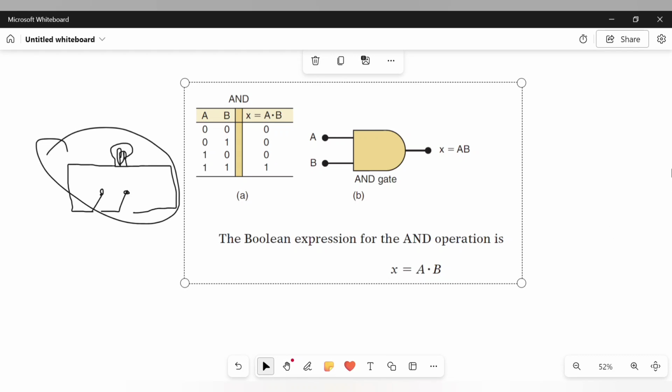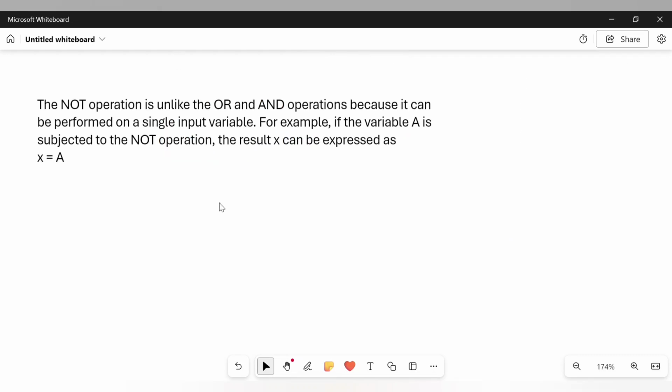Now let's talk about the NOT operation. The NOT operation is unlike the OR and AND operations because it can be performed on a single input variable. For example, if a variable A is subjected to the NOT operation, the result X can be expressed as A bar. It is commonly known as the NOT circuit or inverter.